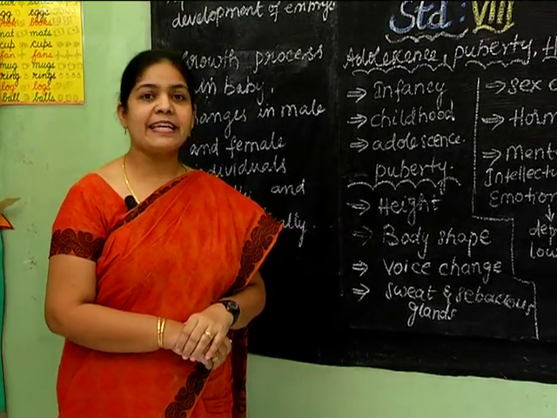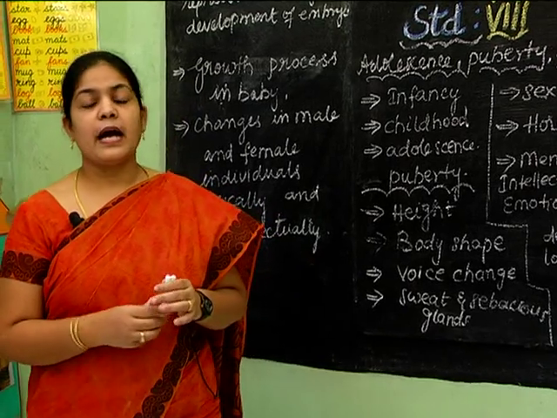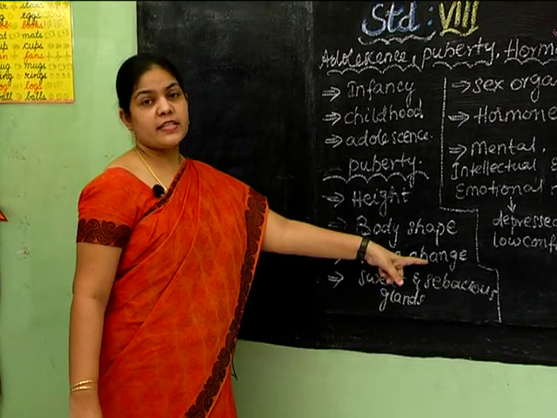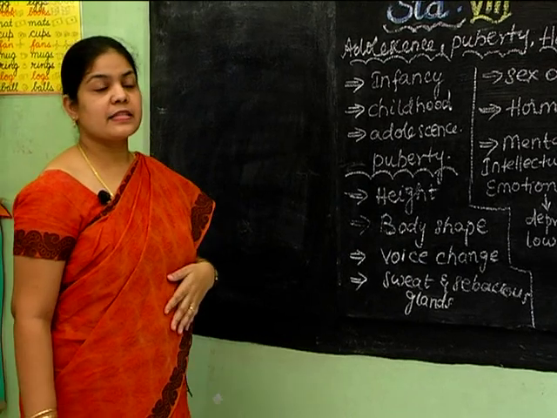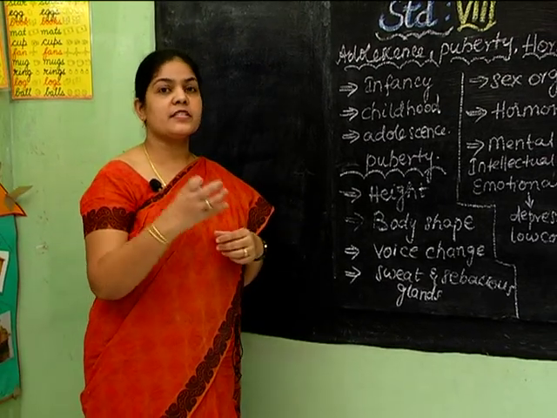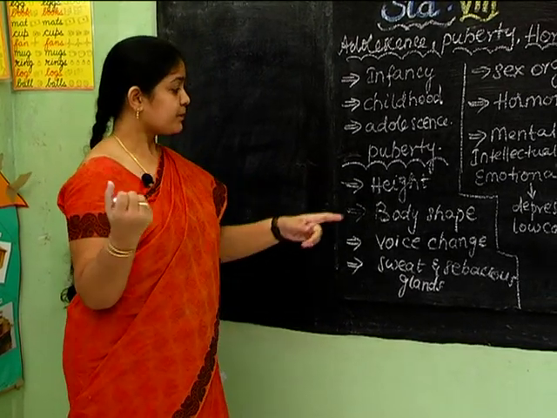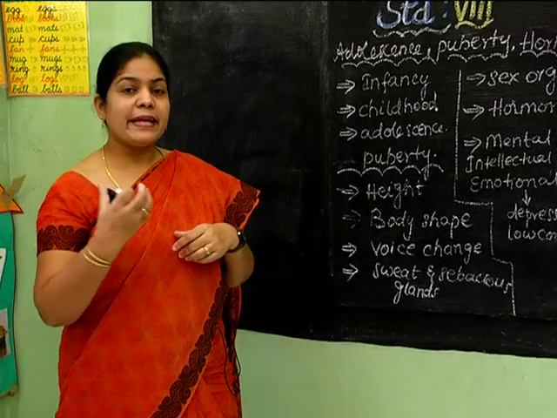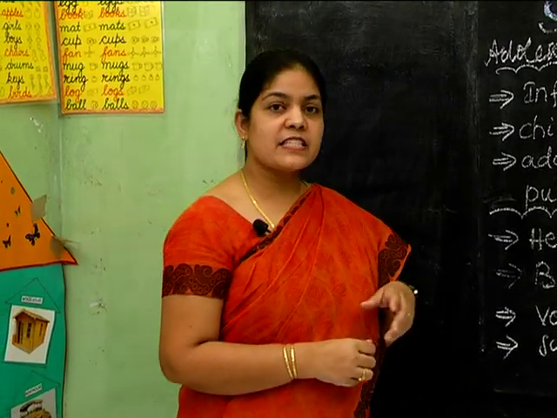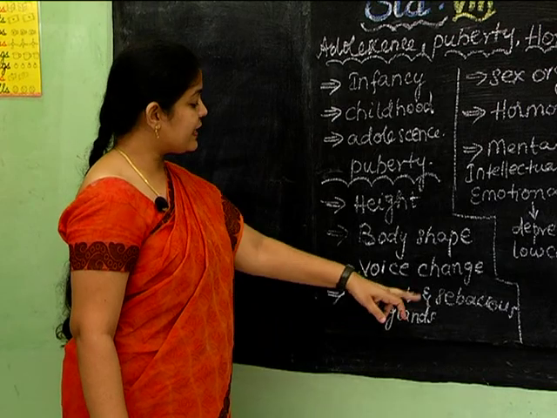The next is the change in the body shape of an individual. In girls, deposition of fat takes place in the hip region and the pelvic region widens, and in boys, muscles develop and shoulders become broad. The next change occurring in the adolescent is the voice change. The voice box is also called the larynx, and this larynx gets enlarged in boys more than in girls, and this enlarged voice box is called Adam's apple, which is prominently seen in males. The voice in boys will be deep and harsh, whereas in girls it becomes high pitched when they attain the age of puberty.